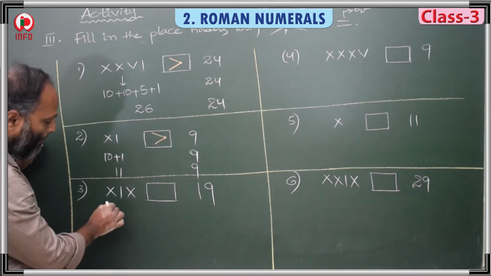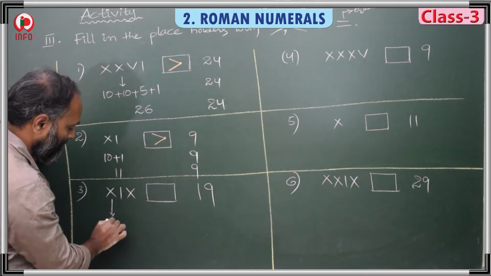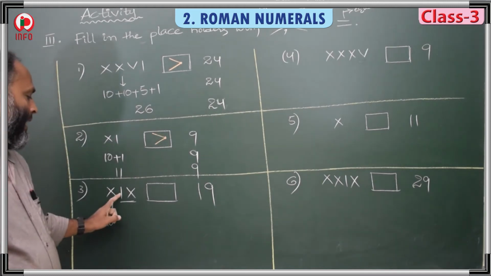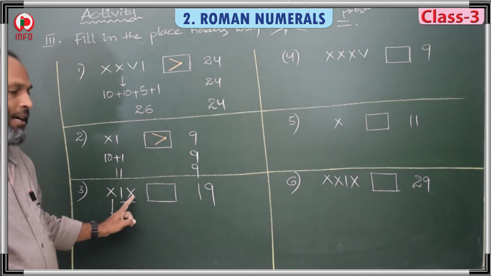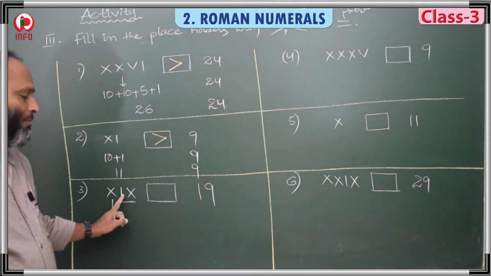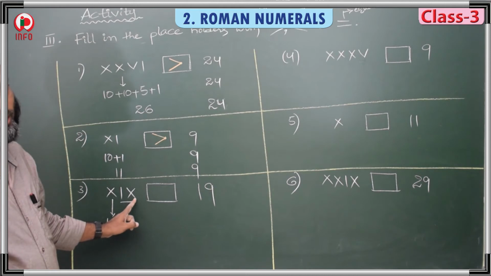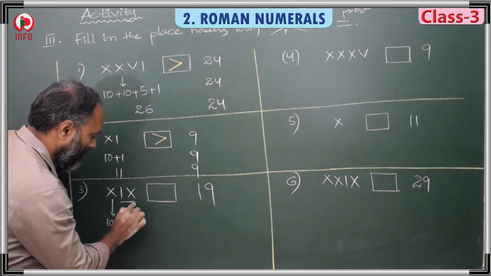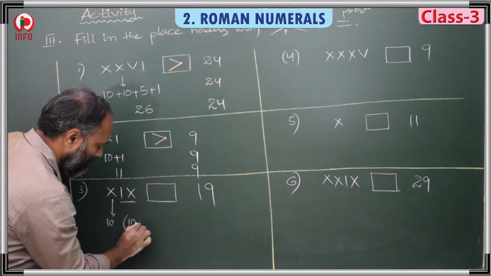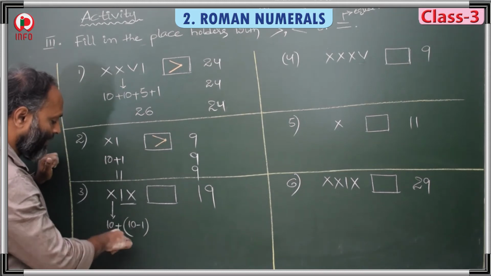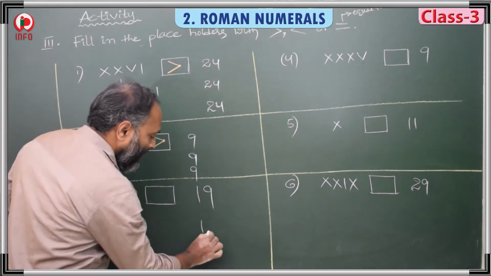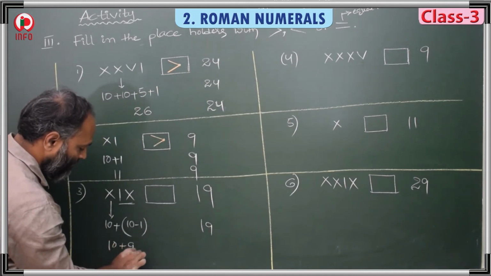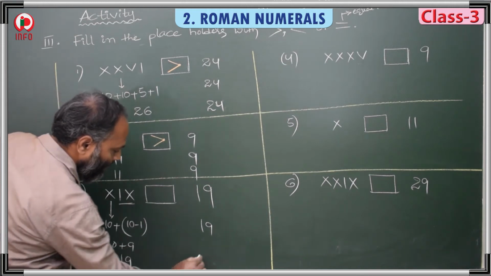Then after that here X. X means 10. Then in these two numbers, I and X are there. I is a smaller number and X is a bigger number. The smaller number is first and the bigger number is next. The smaller number is on the left side of the bigger number, so subtraction. How? 10 minus 1. In between we keep the plus sign. And here 19, take as it is. 10 plus 10 minus 1 is 9. 10 plus 9 is 19, and here 19.